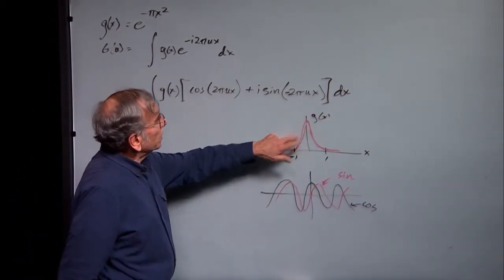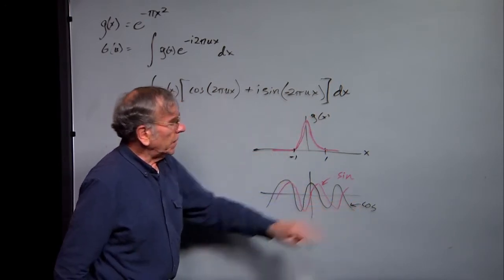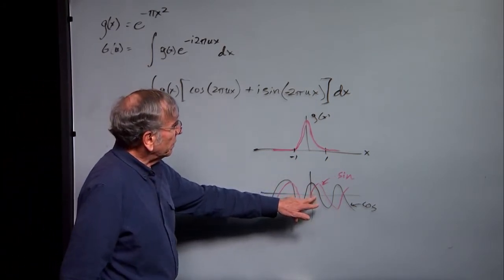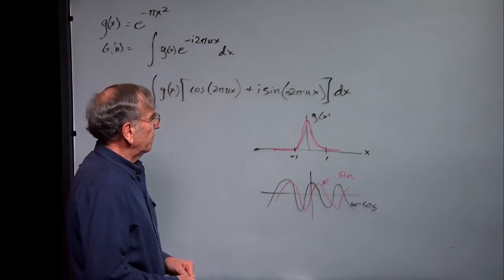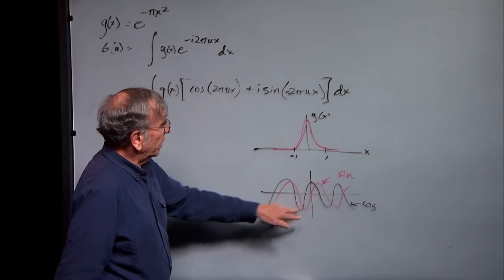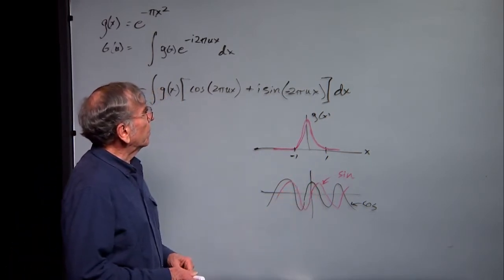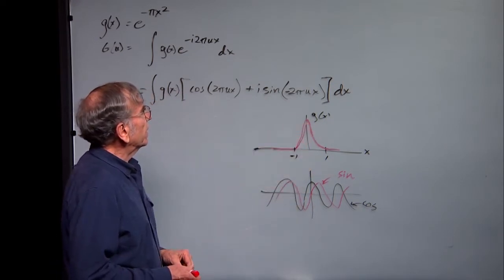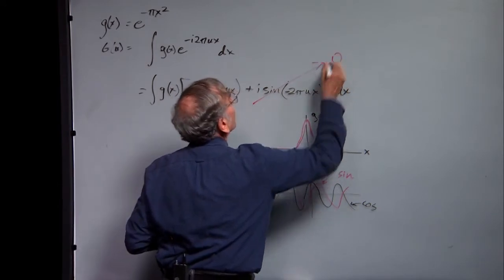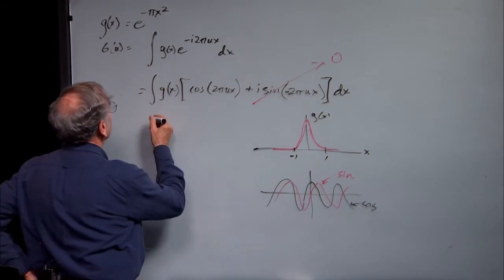Because what we're doing is we're taking this symmetric function and we're multiplying it by either a symmetric function, an even function cosine, or an anti-symmetric function, that is an odd function, the sine function. And I think you can see that the sine function, which spends as much time being positive as negative, is going to average out to 0 when it's multiplied by this even function. So we can ignore this part. And so finally, what we really need to do is to do this integral.